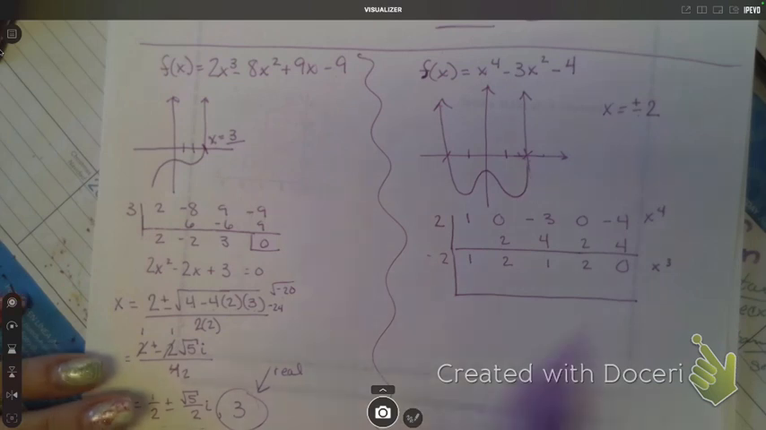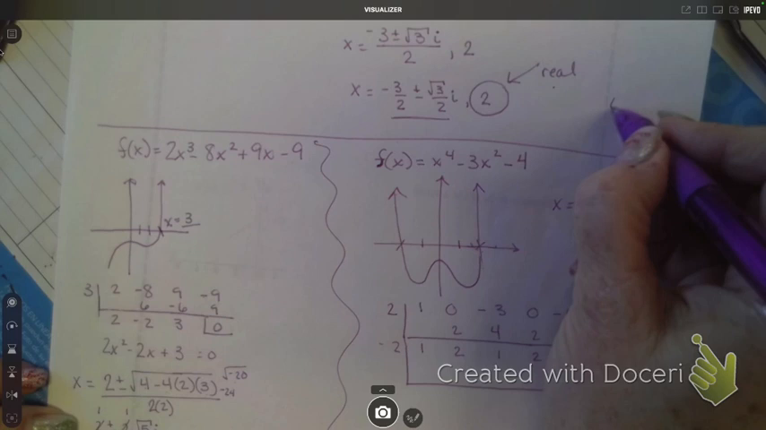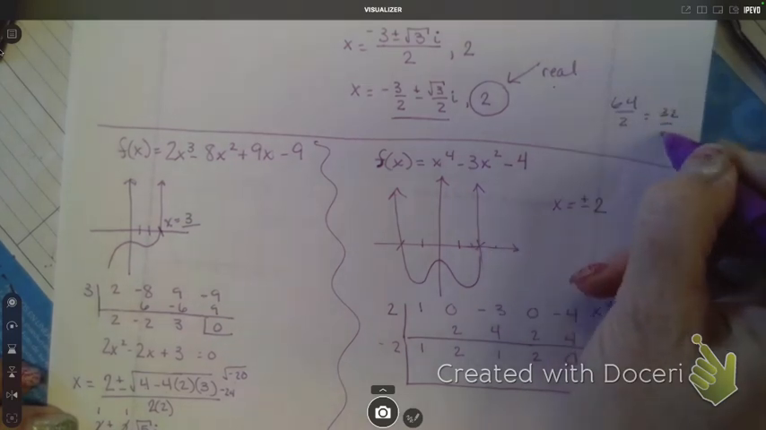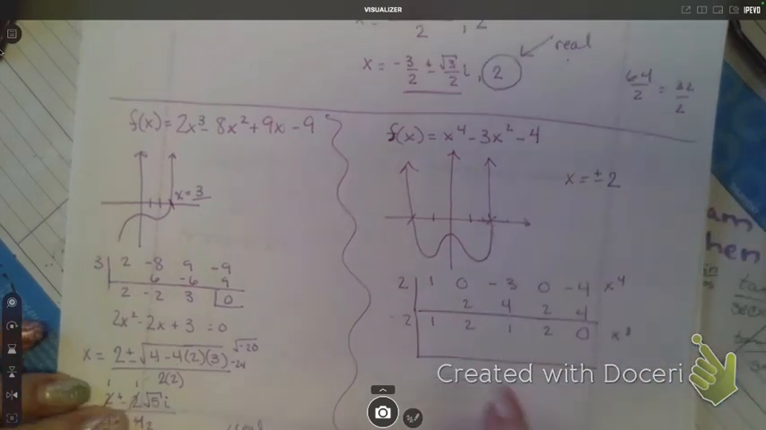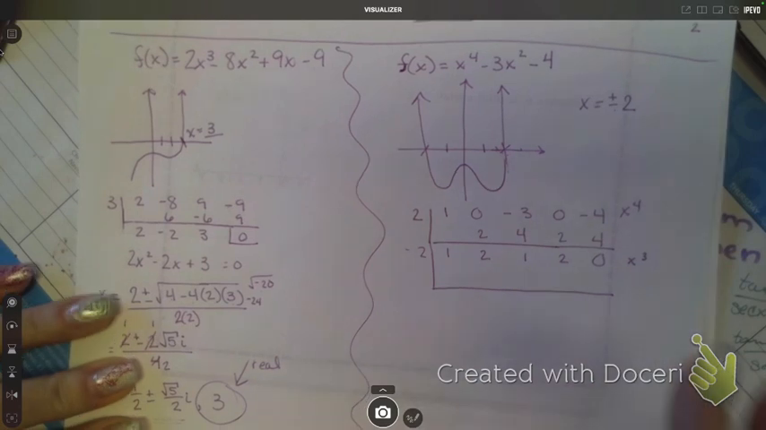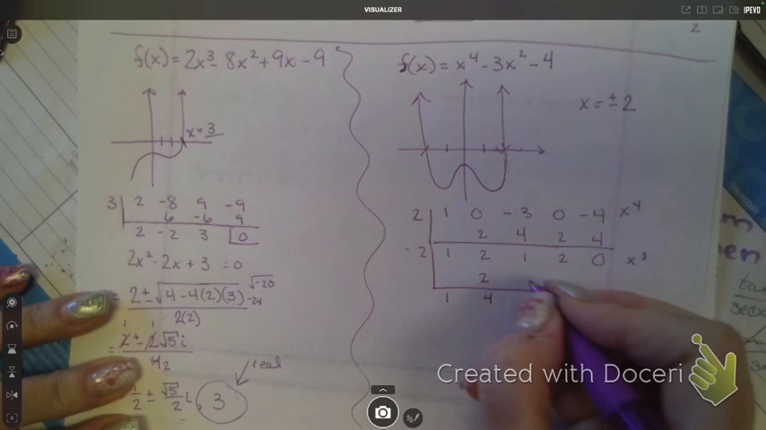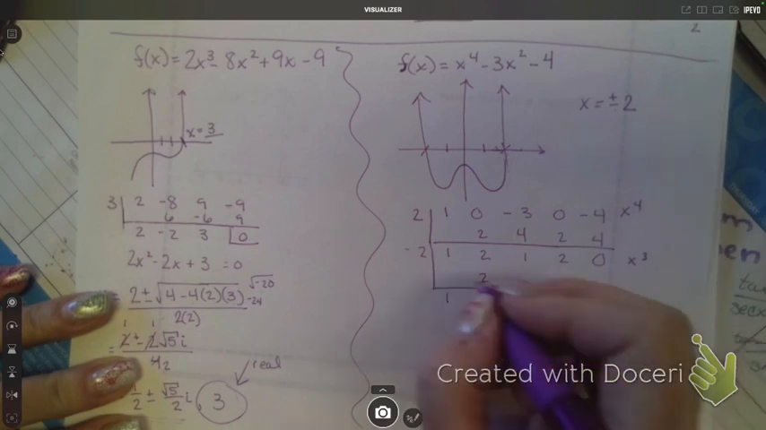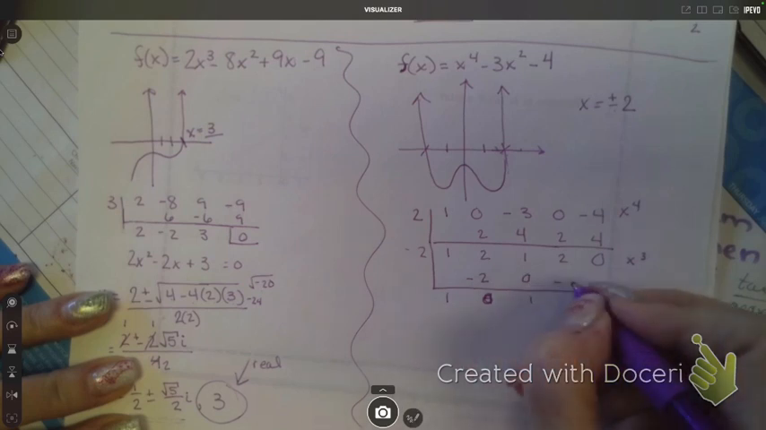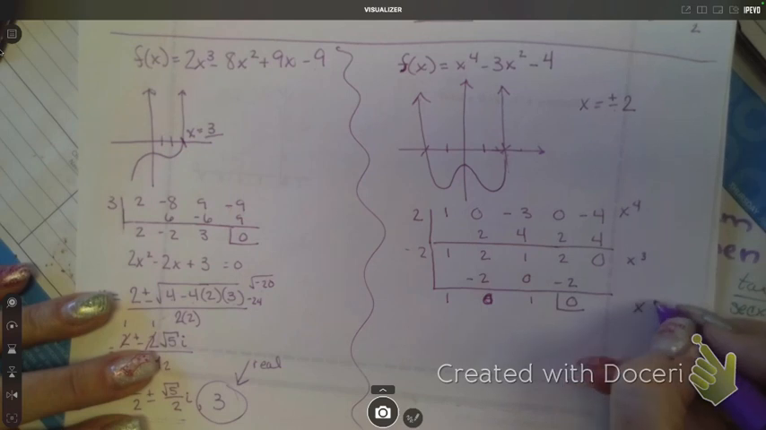So if I have 64 and I divide it by 2, I get 32. Can I divide it by 2 again? Yes, that's exactly what I'm doing. And then again. And again. Okay, so 1, 2, 4, 0, negative 2. Okay, 0, 1, negative 2, and I get a 0. So now I'm down to x squared.